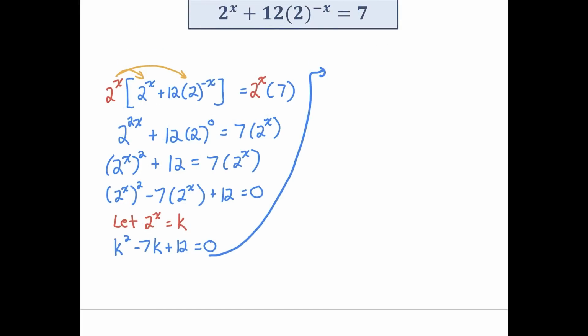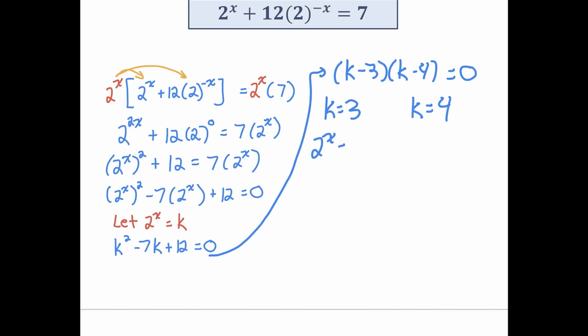That quadratic I could factor. The numbers that multiply to 12 and add to negative 7 are negative 3 and negative 4. So the solutions to this equation are k equals 3 and k equals 4. But remember, those k's are actually 2 to the power of x. So I have 2 to the power of x equals 3, and 2 to the power of x equals 4. Well, 2 to the x equals 4, that's easy to solve. What exponent goes on 2 to get 4? That's 2. 2 squared is 4.